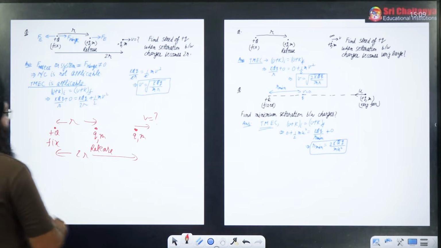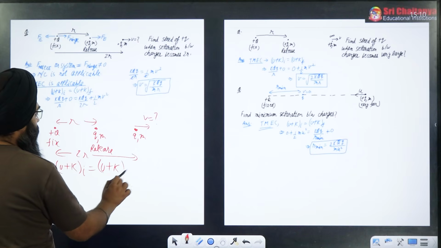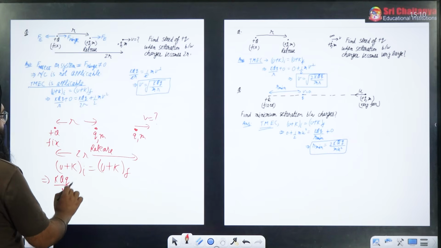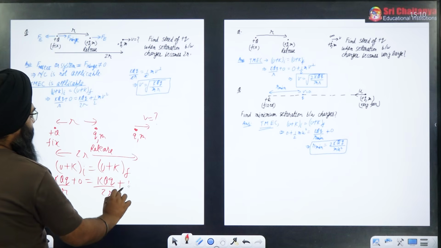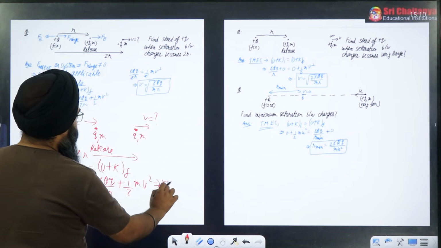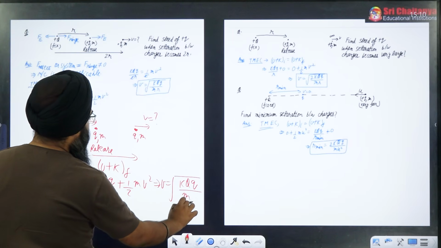So basically how will you write? U plus K initial equals U plus K final. What is the initial potential energy between the charges? It will be K capital Q small q divided by r. Initial kinetic energy is 0. Final potential energy will be K capital Q small q divided by 2r, plus final kinetic energy of this particle, which will be half m v squared. From here please calculate the value of v. v will come out to be the square root of K capital Q small q divided by m r.